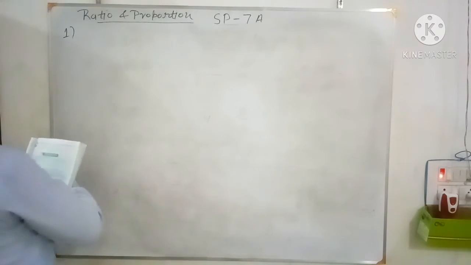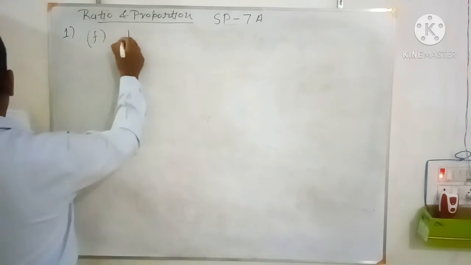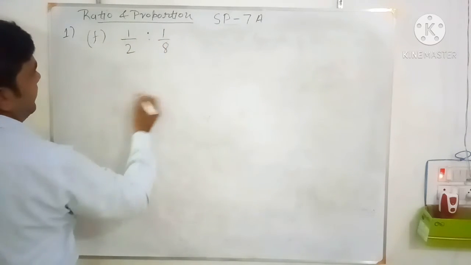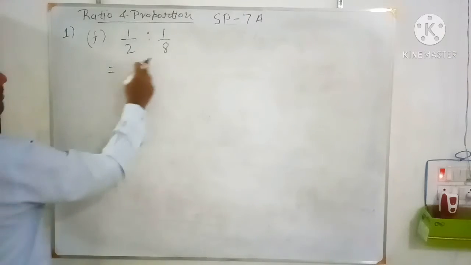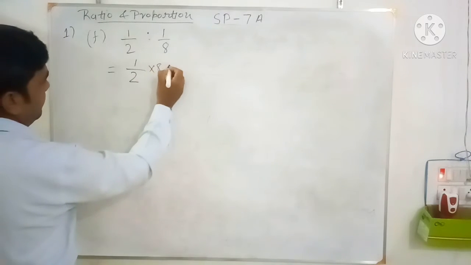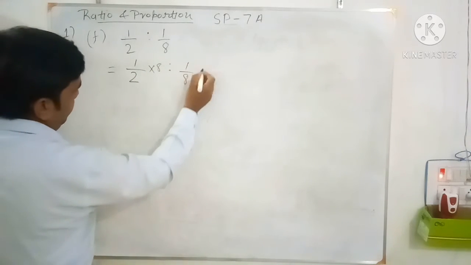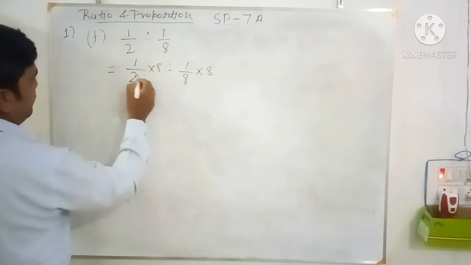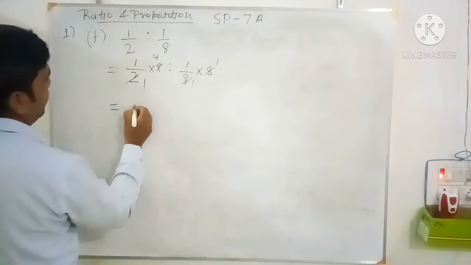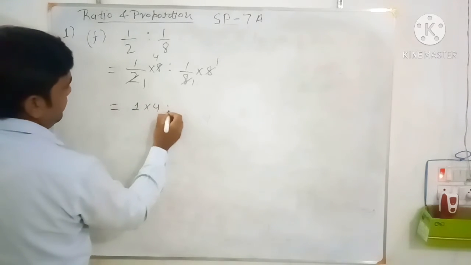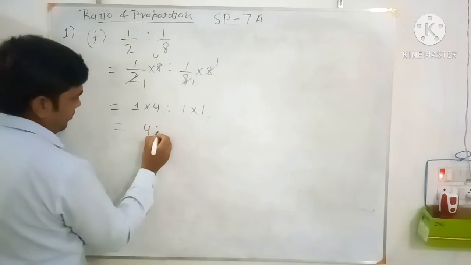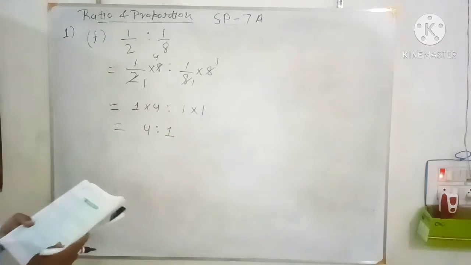And similarly, you can do question F also. The value is 1 by 2 ratio 1 by 8. Here also you can do the LCM of 2 and 8, which is 8. So multiply each term of the ratio by 8. Now here 2 ones are 2, 2 fours are 8, and 8 ones are 8. So you got the value 1 multiplied by 4 is to 1 multiplied by 1. So your simplest ratio is 4 is to 1.